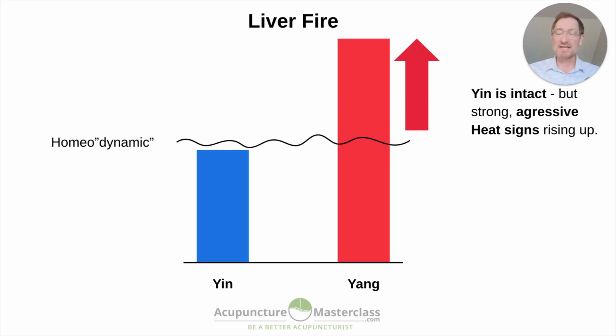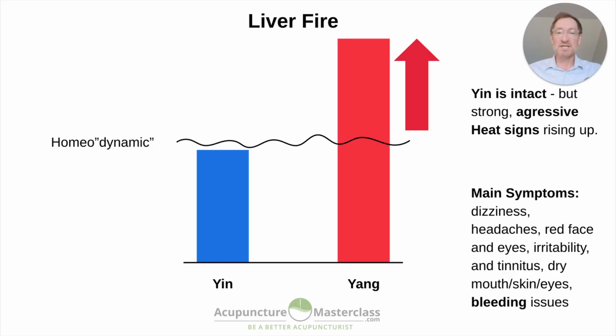Now the interesting thing about signs and symptoms is that you'll see a lot of them are very similar. You're still going to see dizziness, headaches, eye problems, ear problems. All of these things will still exist with liver fire. You'll also see some bleeding problems.